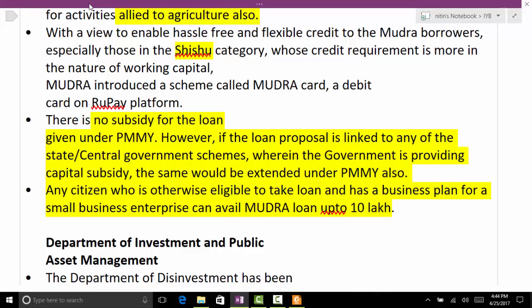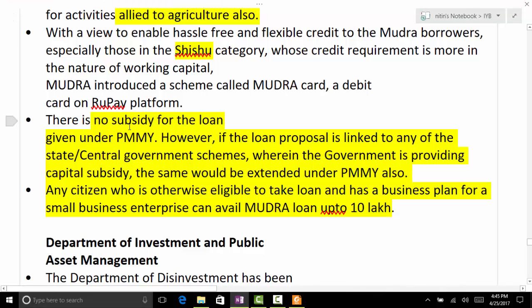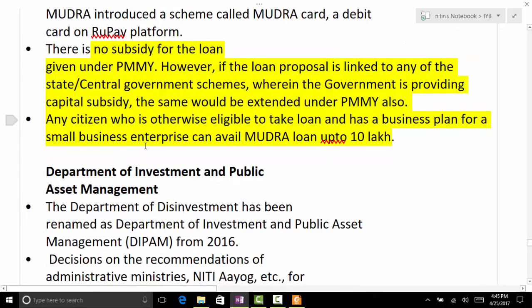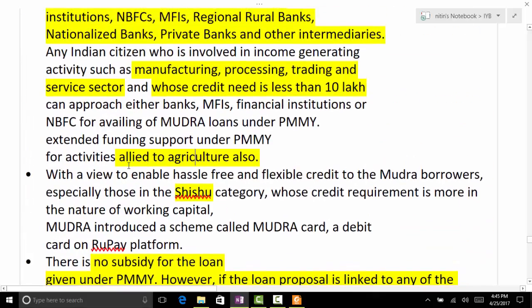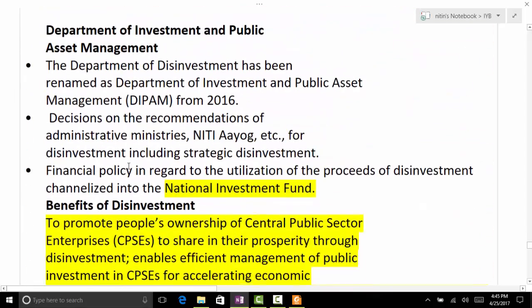There is no provision of collateral security that has to be furnished. No subsidy for the loan given under PMMY. However, if the loan proposal is linked to any state or central government scheme providing capital subsidy, the same would be extended under PMMY as well. Any citizen who is otherwise eligible and has a business plan for a small business enterprise can avail a Mudra loan up to 10 lakh. So these are the different components under Mudra Yojana.